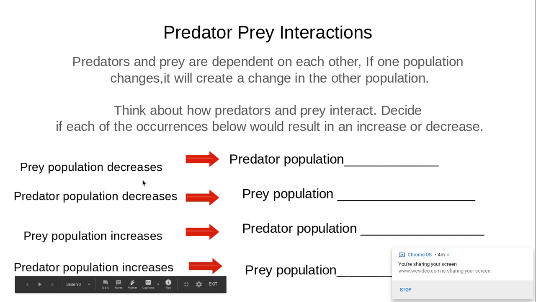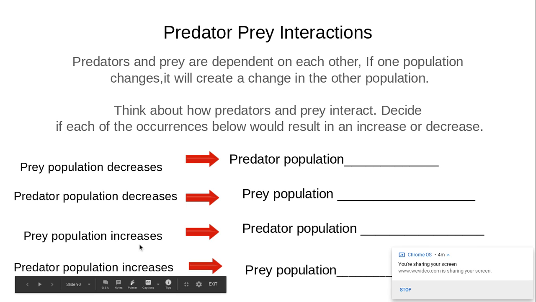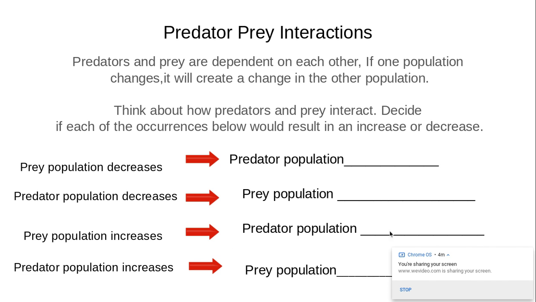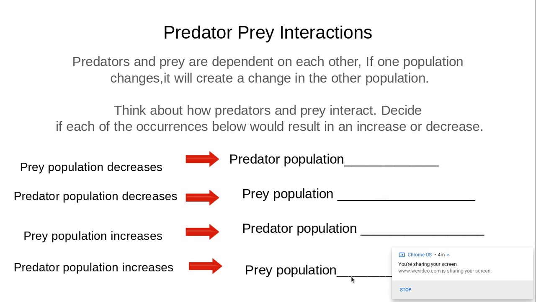So when a prey population decreases, like if there's less hare, what's going to happen to the predators? They're going to have less to eat. So what do you think is going to happen to them? Write down what you think. When the predator population decreased, when the lynx got sick and there was less lynx, what happened to the hare? You're going to write down increase or decrease. When the prey population increased, meaning there was a lot more bunnies, what happened to the predators? They had a lot more food, and then in the next season, the predator population increased, so what happened to the prey? All right, let's check your answers.